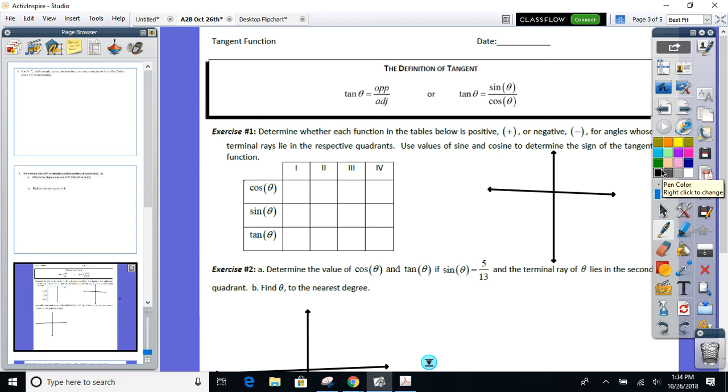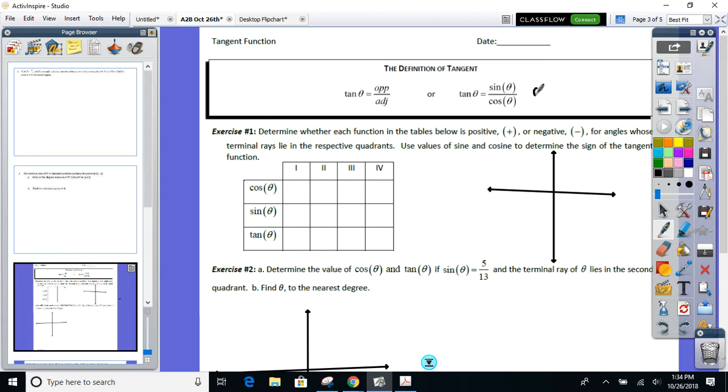tangent. As you guys know from SOHCAHTOA, that's opposite over adjacent. We're all good there. But as far as sine and cosine go, here's some breaking news. Tangent is sine over cosine. So you put the sine over the cosine, you get tangent.